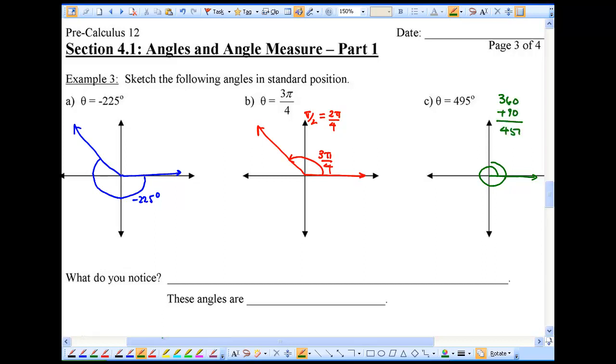That's 450, so I have to go a bit more, but 45 degrees more. And I'm thinking, here we go. This is our angle of 495. Well, what do you notice about all these angles?